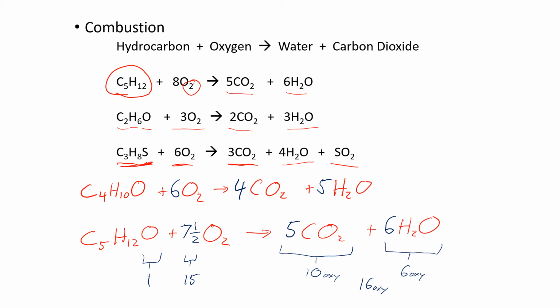Now, if you're one of those people that want to make sure that I have all whole numbers, then just multiply everything by 2. So I'm going to do that right now, and I'll write it in green. So this is going to be a 2 right here, and then 7.5 is going to be 15.